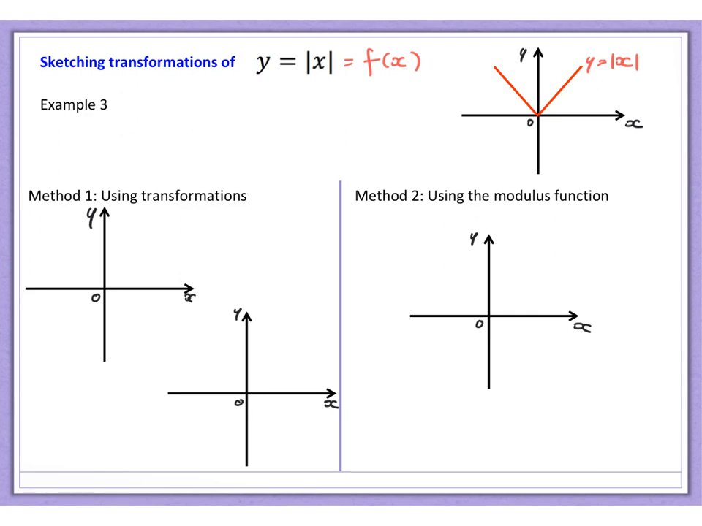So let's have a look at a third example. We're going to sketch the graph of y equals mod 2x plus 3. We're going to use both methods again. We'll start with the method 1, which involves us using transformations.